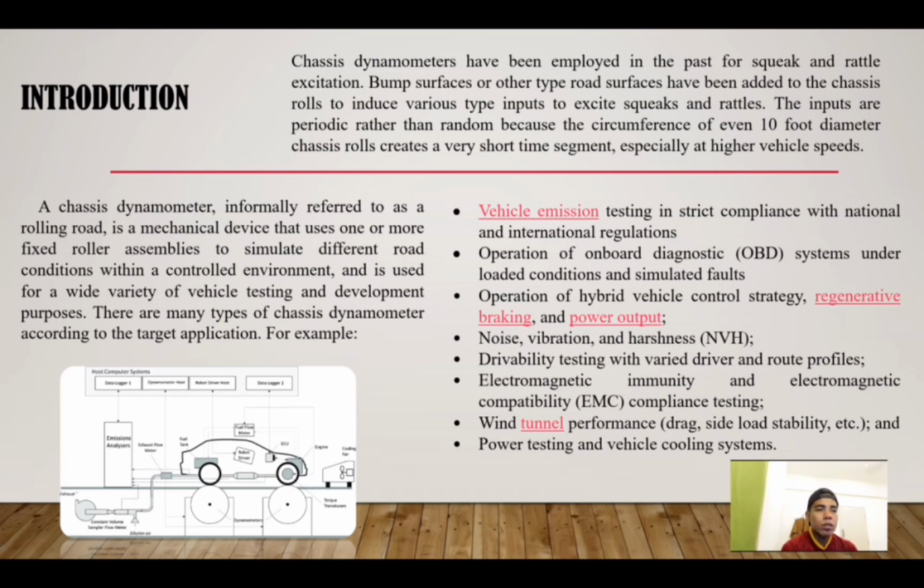Chassis dynamometers have been employed in the past for squeak and rattle acceleration. Bump surfaces or other types of road surface have been added to the chassis roll to induce various types of input to excite squeaks and rattles. The inputs are periodic rather than random because the circumference of even 10-foot diameter chassis rolls creates a very short time segment.